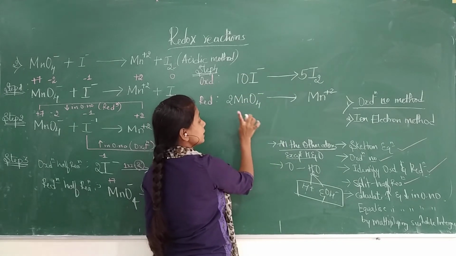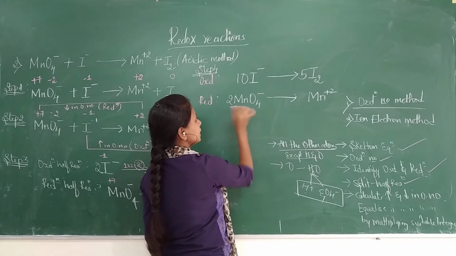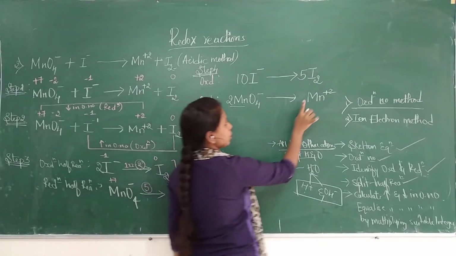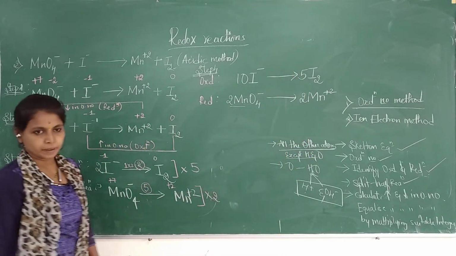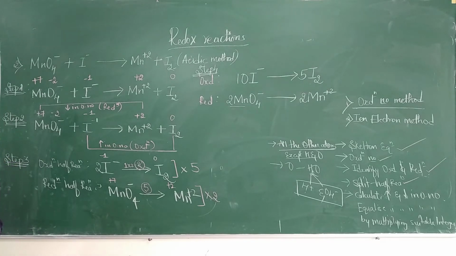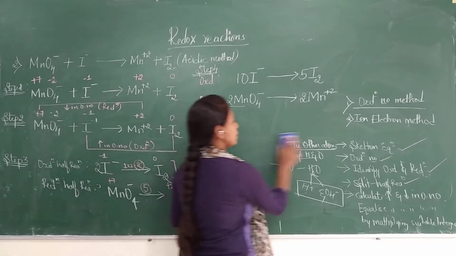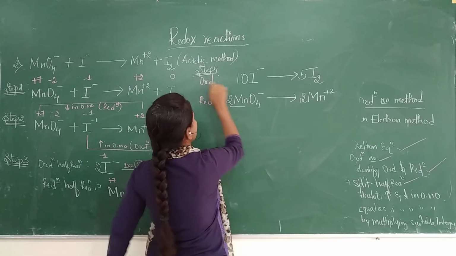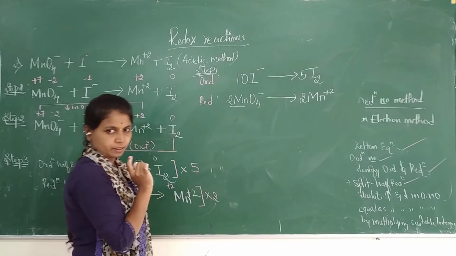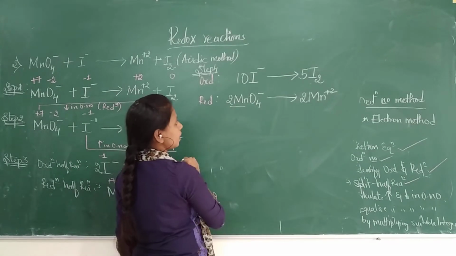Next, except oxygen and hydrogen, there is Mn. There are 2 Mn, so I will write here 2 Mn +2. Clear? Next we are balancing the oxygen atoms. As you know, there is no oxygen in the oxidation half reaction, so we are just balancing the reduction half reaction.